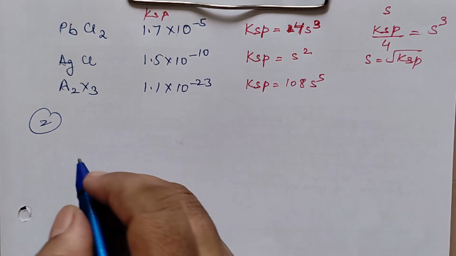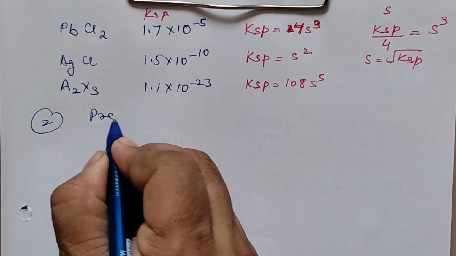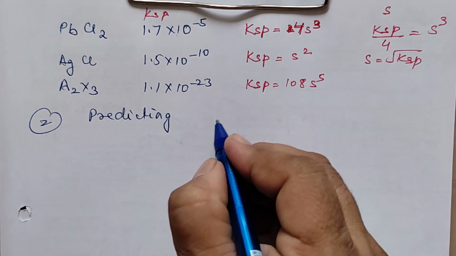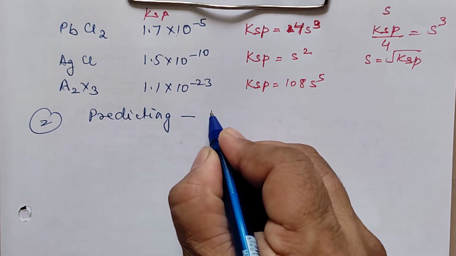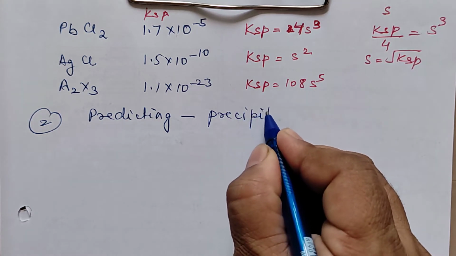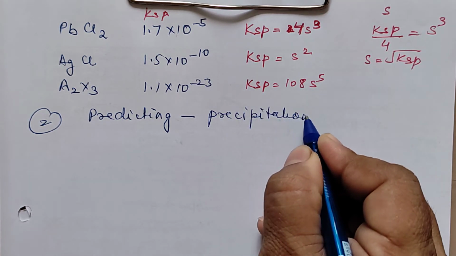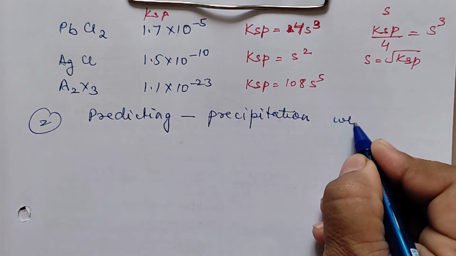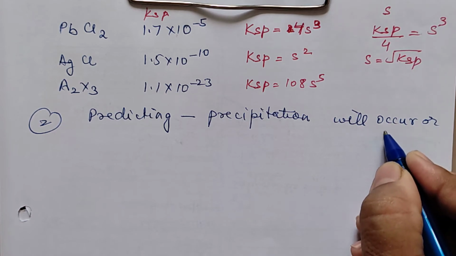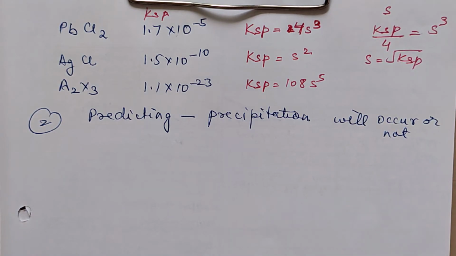Now the second main application is predicting that precipitation will occur or not. Now how do we check that?